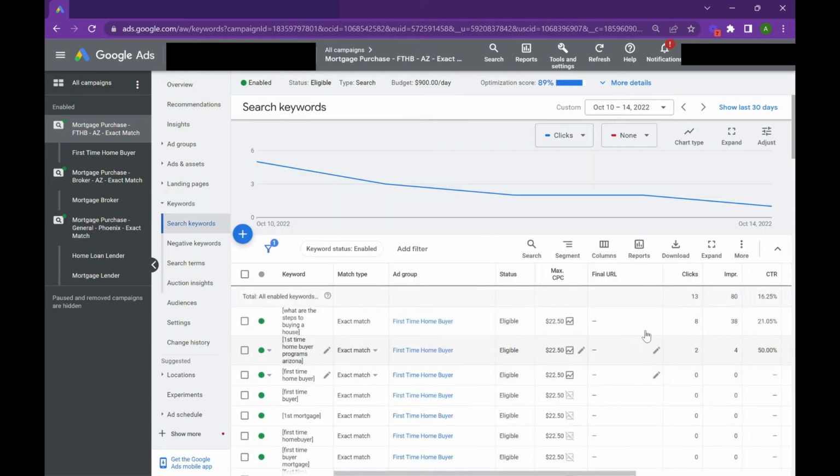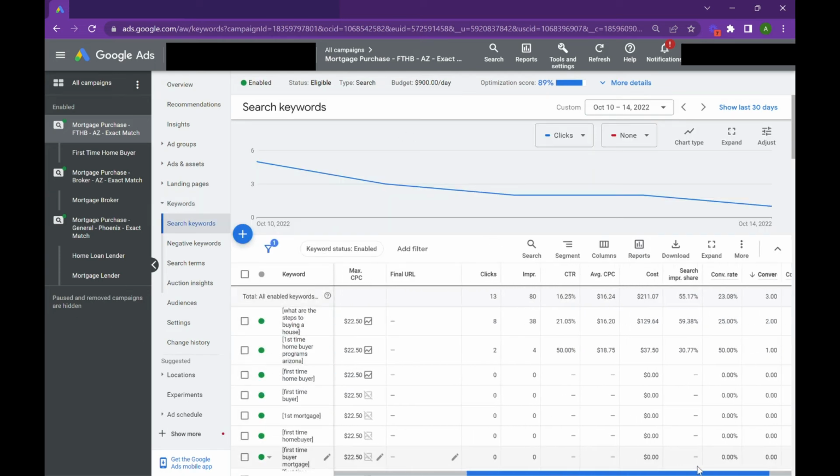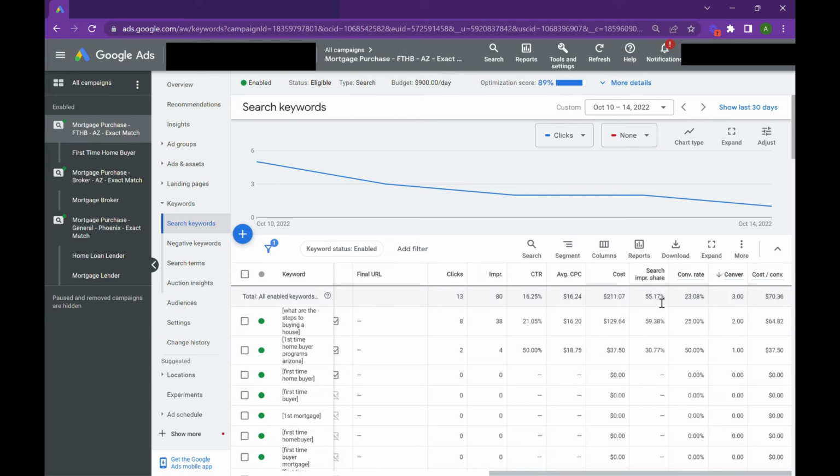So when we look at our search impression share, we're at 55%. That's pretty high, right? So out of every search in Arizona for first-time homebuyer searches, we're up there about 55% of the time. Our conversion rate is 23%, which is amazing. Our cost per conversion, for our enabled keywords, is $70.